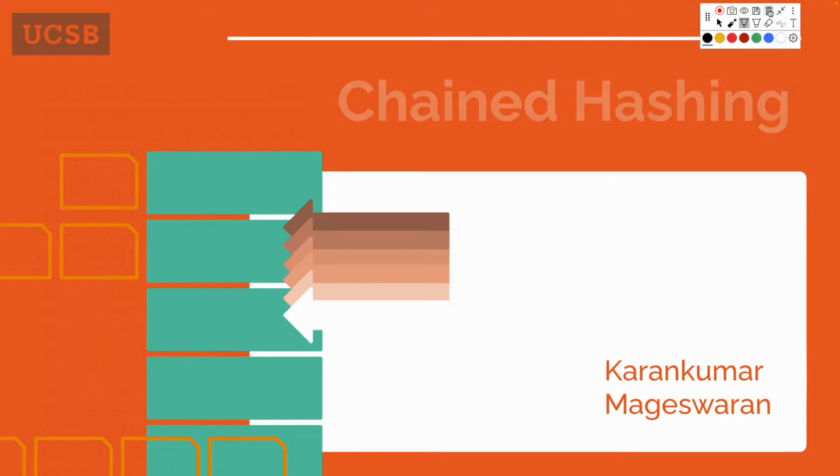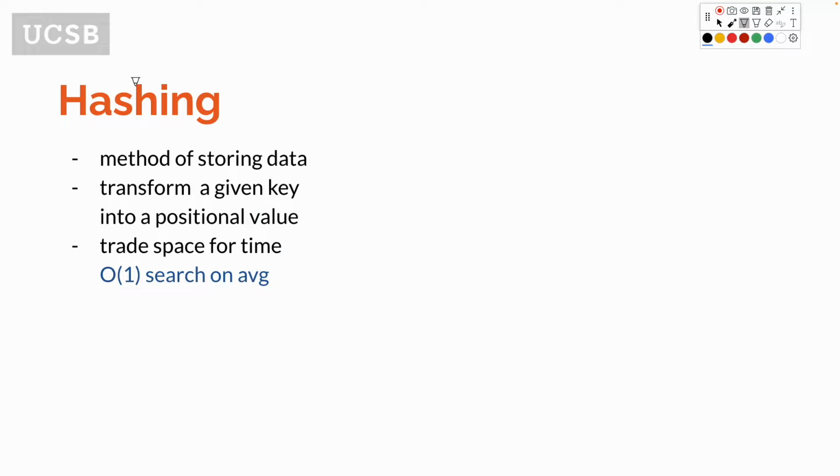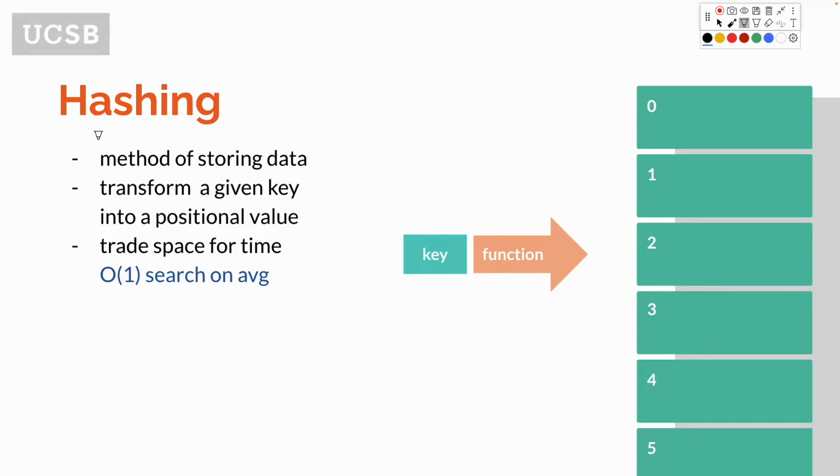So for the topic today, I'm going to be talking about chained hashing. So let's start off with a little bit of a review of hashing. Hashing is pretty much just a method of storing data in a list or an array, in which we're given a unique key for every element that we're storing. This key is going to be the input for our hash function. What the hash function does is it provides output, and the output of the hash function is going to be the index that we're going to be storing this in some array or list.